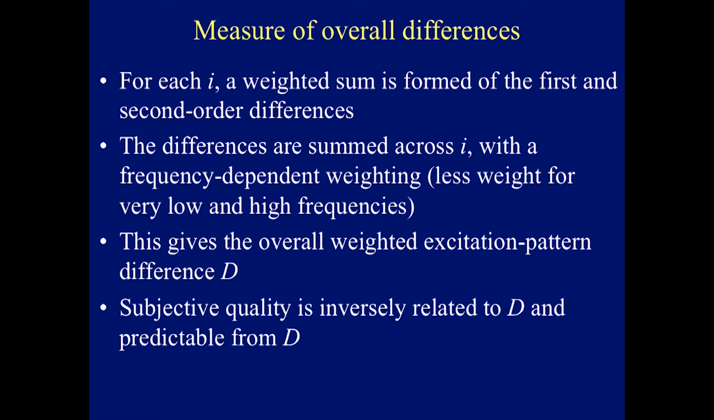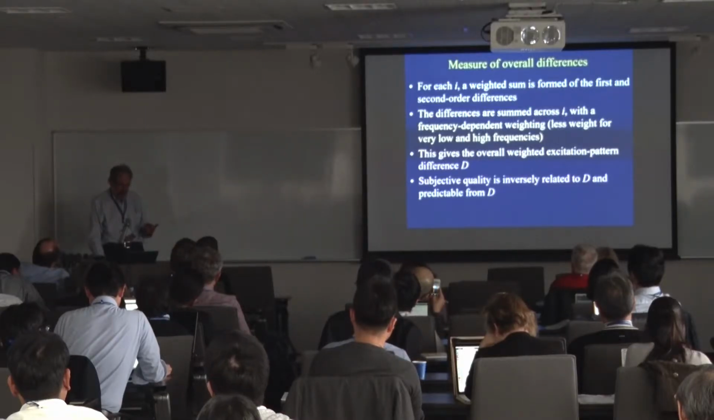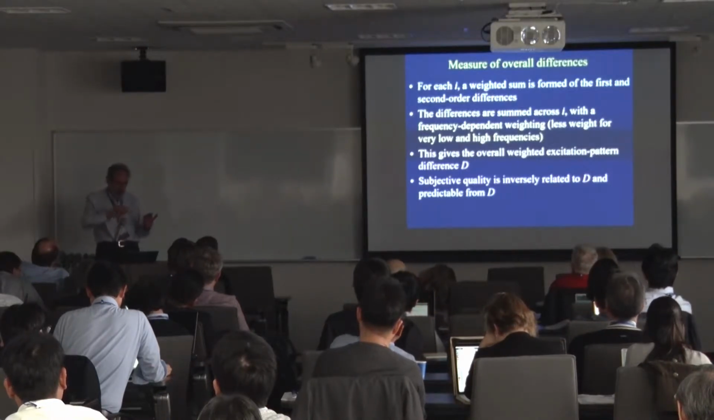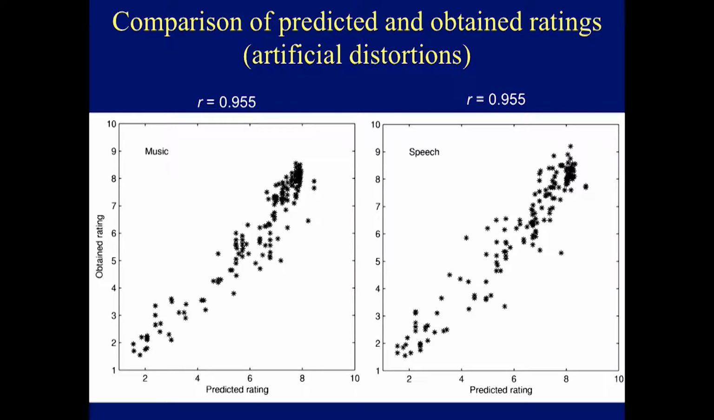We found that the relationship between D and the subjective ratings was an inverse one, as expected. The larger the difference, the lower the rated quality, but it was a slightly curvilinear relationship, and we simply fitted a simple function to that relationship in order to generate predictions. This compares the obtained ratings and the predicted ratings for all of the different conditions in our experiment. The ratings for music are on the left, the ratings for speech on the right. The correlation in both cases was 0.955.